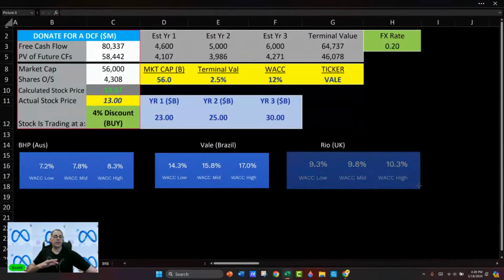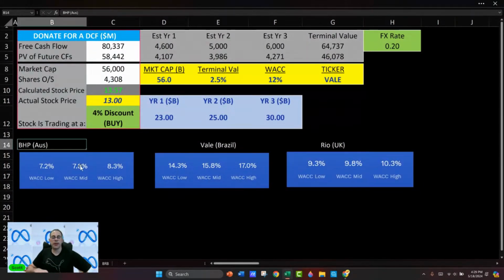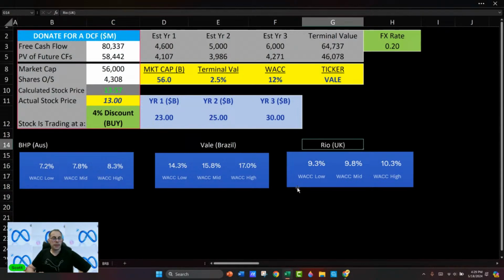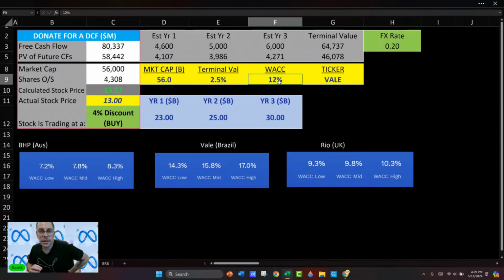So if you think about these three companies, the three biggest mining companies in the world, they pretty much do the same thing. They're very similar companies. They mine similar products. They're all profitable. They all have fairly similar margins. But look at the WACC. It goes from 7 to 9 to 14.